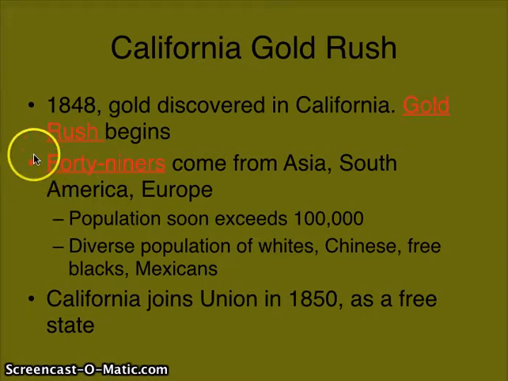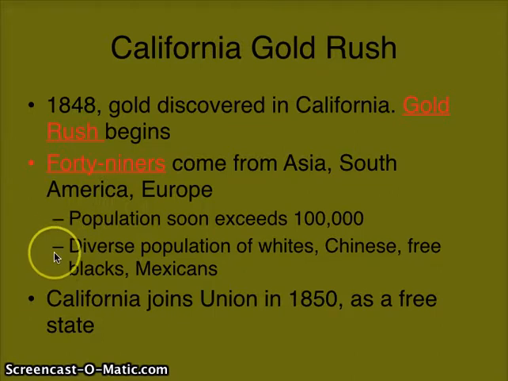49ers come from Asia and South America and Europe. What a 49er is, these are newly arrived immigrants coming to California also trying to strike it rich. So these are people coming from Asia and Europe, all over the world, to try and make easy money. So California ends up populating quite quickly because of this. The population soon exceeds 100,000.